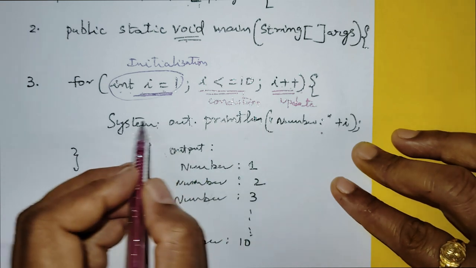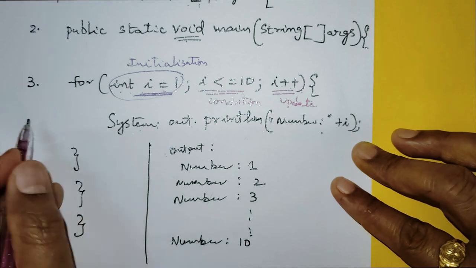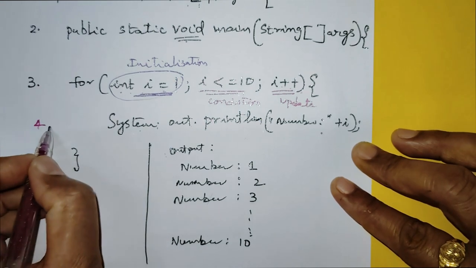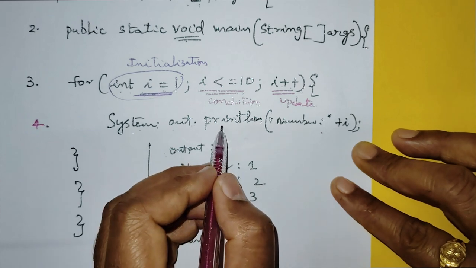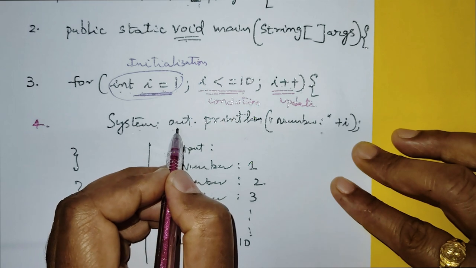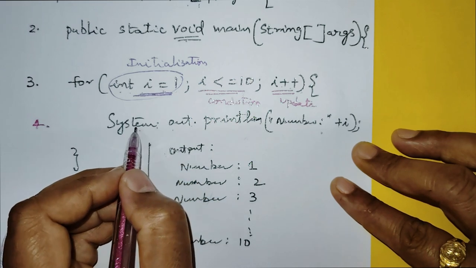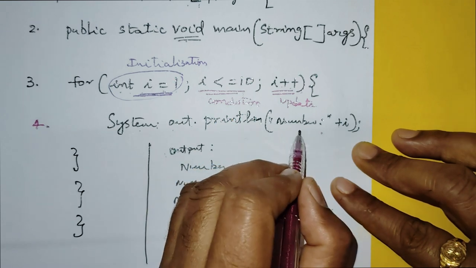System.out.println. I said in the first program I considered it as the 4th step. Yes, but you can consider it as a 4th step also. Here what is System.out.println? It is the syntax for printing output. Out is for outstream. System is a class built into Java. Println means a new line will be printed.